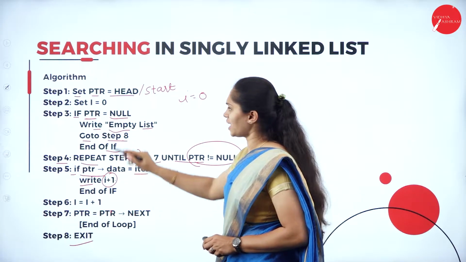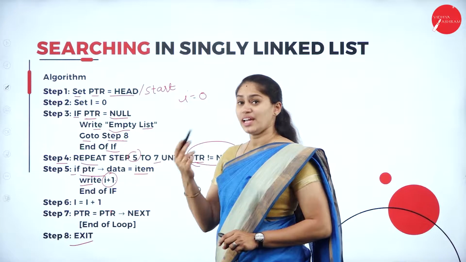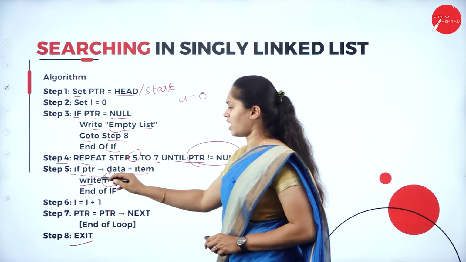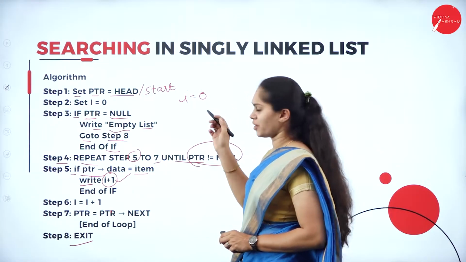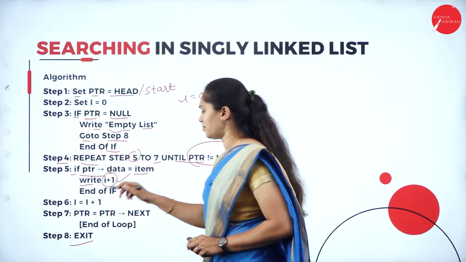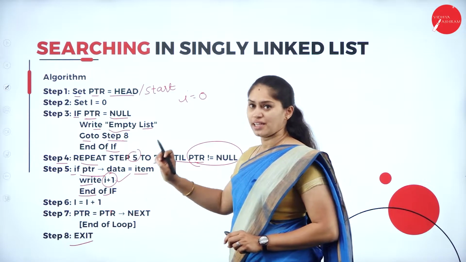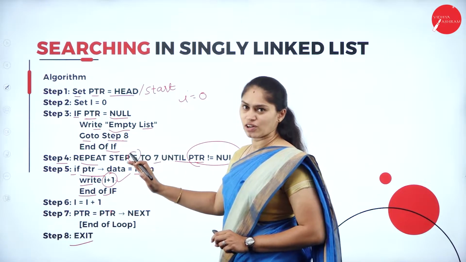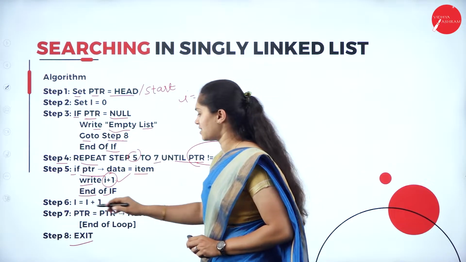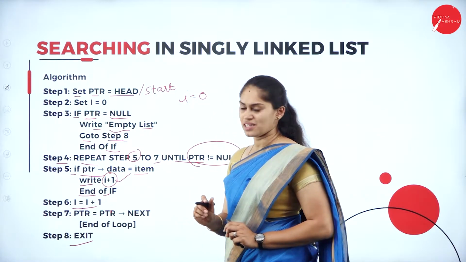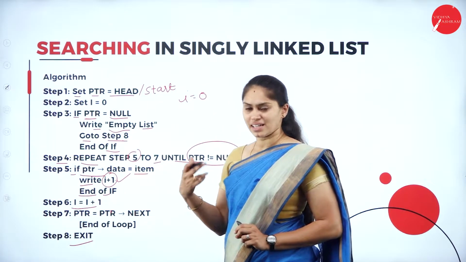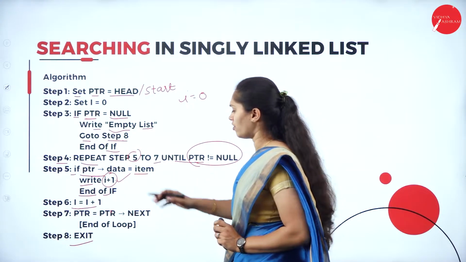Initially I was 0. Now I am going to increment I by 1, so now I becomes 1. That means it is going to check for the second element. Then, end if. So this is how it is going to find the particular element or node of a linked list. Then I is equal to I plus 1. We keep on incrementing I to the next node of a linked list.